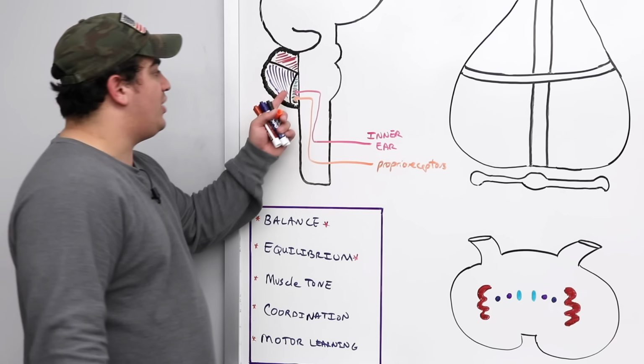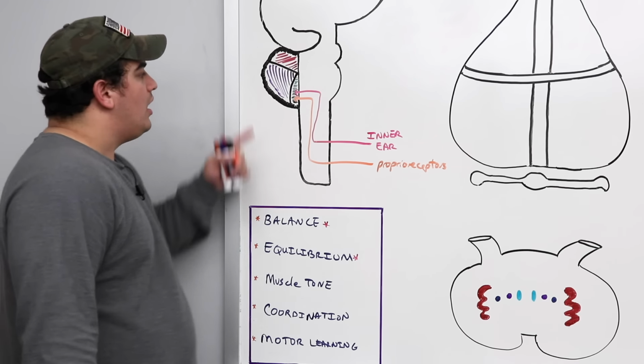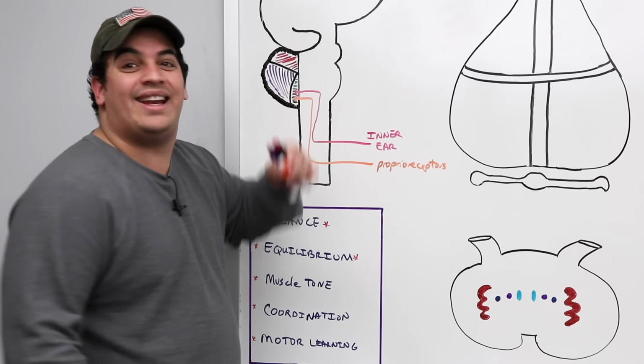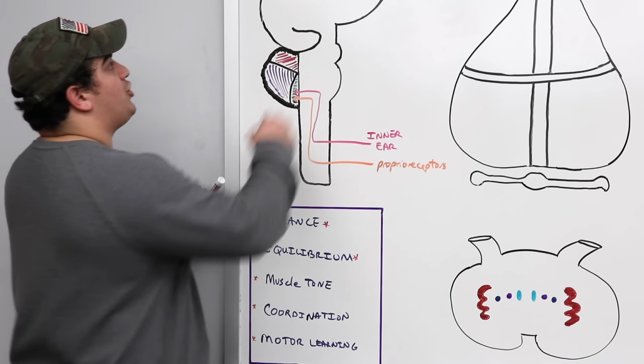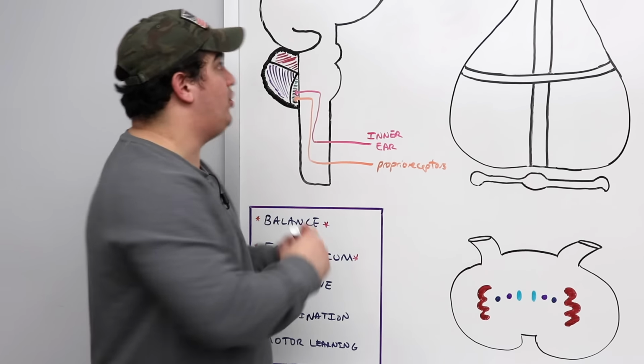It takes that information and sends it to the cerebellar cortex. The cerebellar cortex receives information from your inner ear, your proprioceptors, and here's another important thing. It also receives information about the motor plan, what kind of movement your cerebral cortex is going to execute.